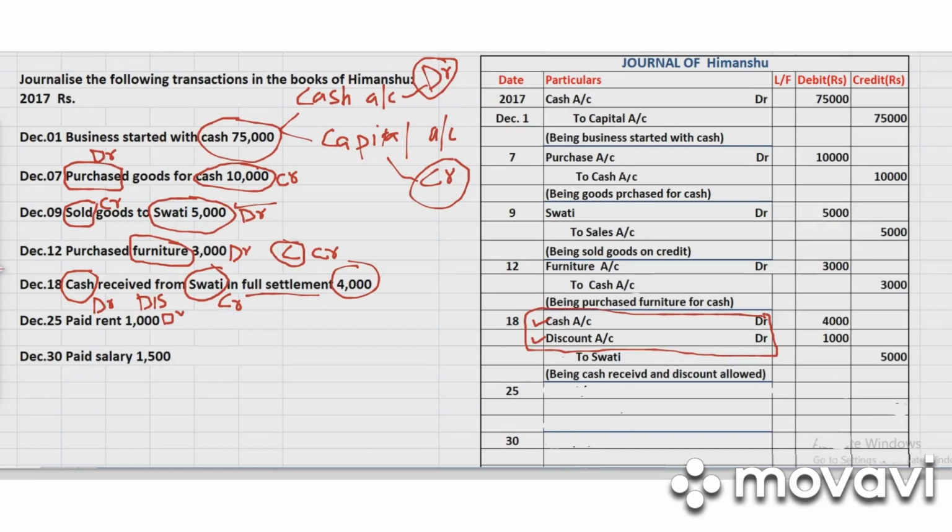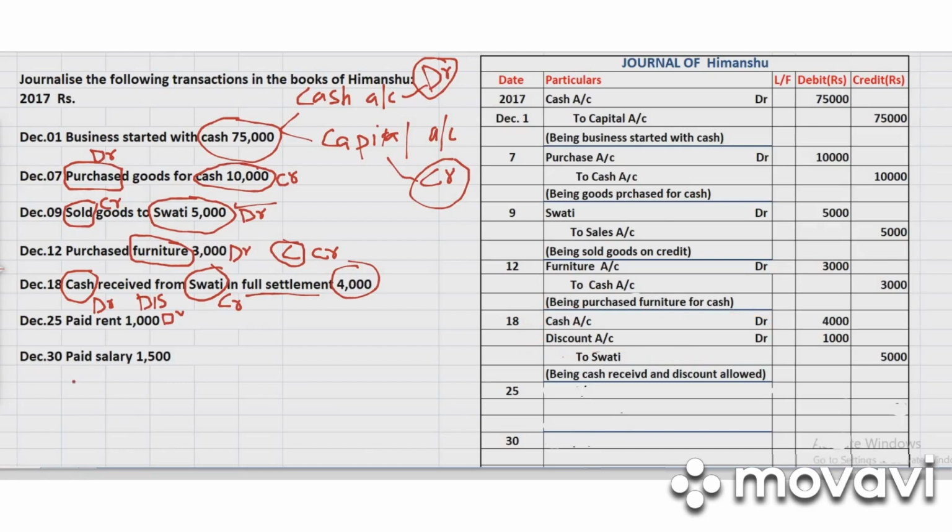Just use this simple technique. Normally students make this mistake of putting this discount on the other side of cash account. No, you have to write both together, then only the entry will be matched. Okay, so that is journal entry number 18, date 18. So that is done.